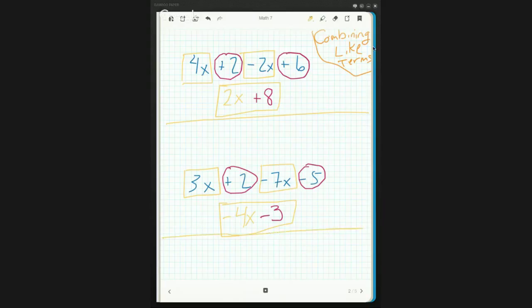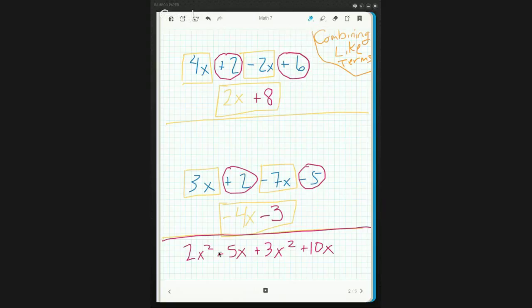And this one's going to be for those of you who are ending up with some x squared problems. So let's look at it like this. 2x squared minus 5x plus 3x squared plus 10x. Okay? Now, like terms are terms that have the same variable and the same exponent.